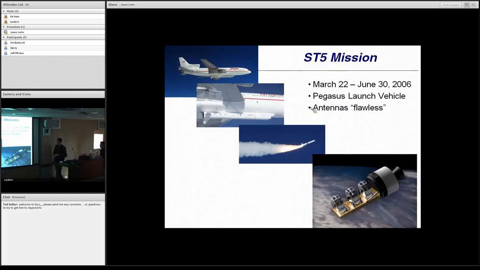This will show you what... that's a still from the animation. But anyway, the satellites are sitting up here, and it's a Pegasus. It launches from the underbelly of the airplane and shoots into low Earth orbit. And these satellites, they fling out like frisbees. And the mission was very successful.